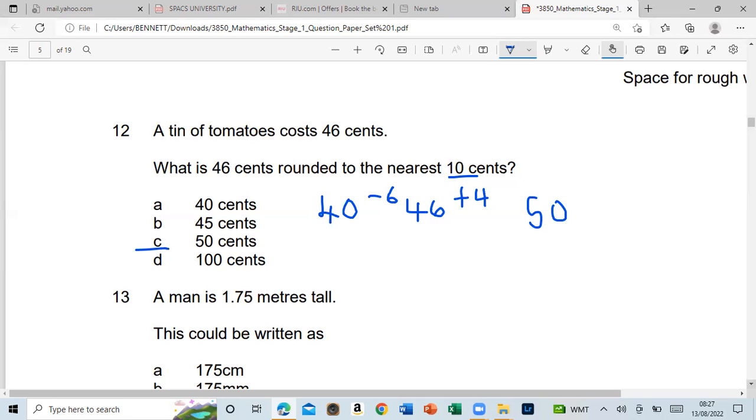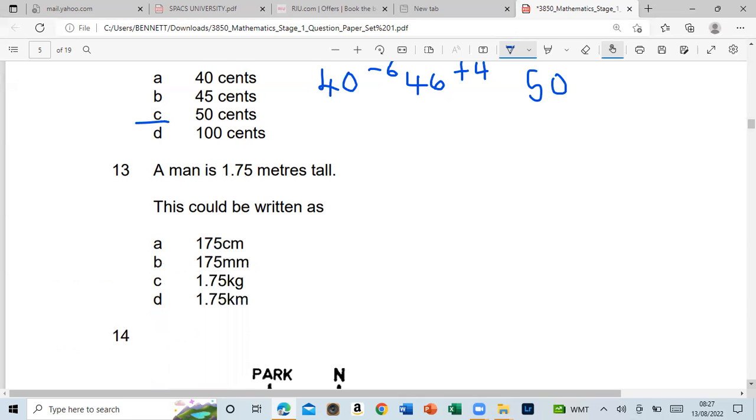All right, let's look at number 13. A man is 1.75 meters tall. This could be written as 1.75 meters. Look at the measurement carefully, right? So it says, is it 175 centimeter, 175 millimeter, 1.75 kilogram, or 1.75 kilometer? Sir, A. A, oh, you got it.